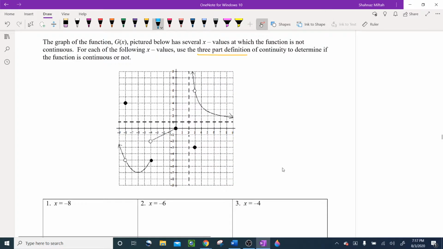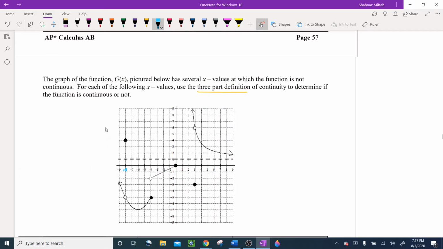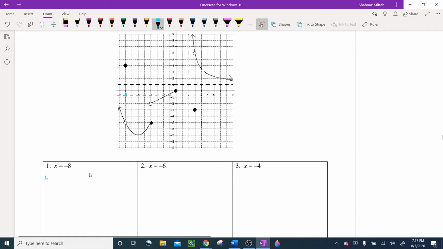Now, in this case, x equals negative 8. So my negative 8 is right there. This is negative 8. So my three conditions. This is exactly how you would do a free response question. If this was a free response question, no matter what, I have to give them the three conditions. When I see the word continuous or continuity, I have to do the three conditions, okay?